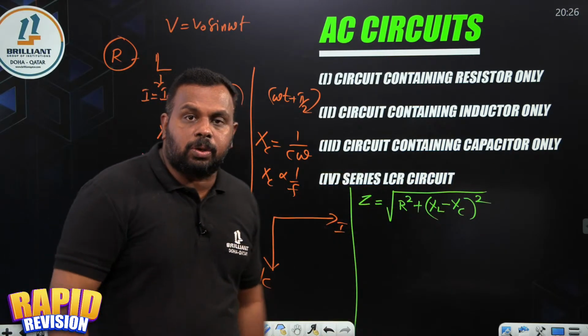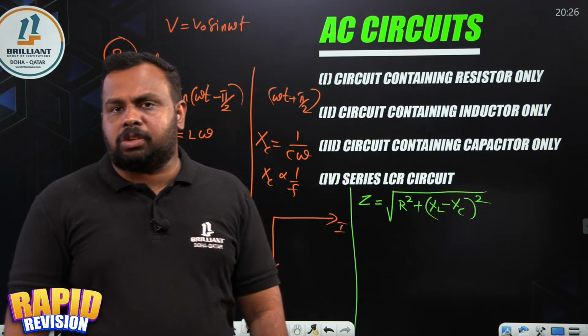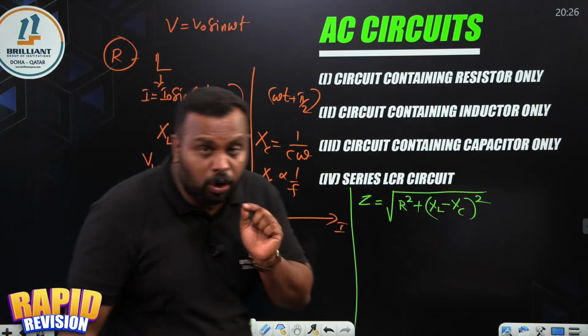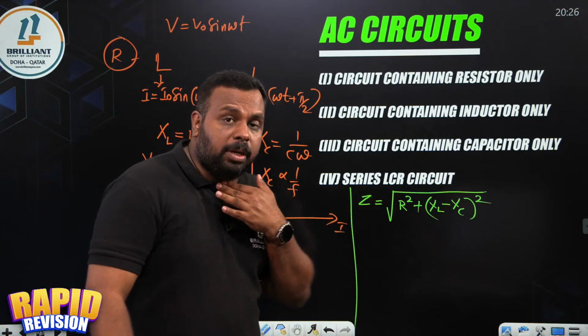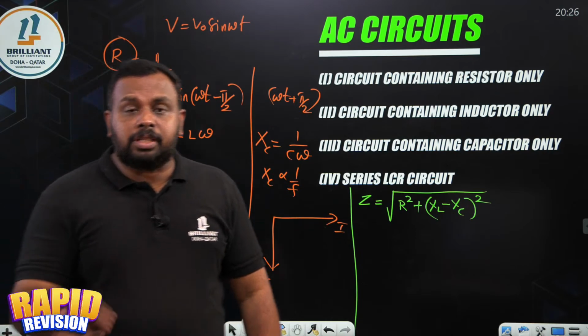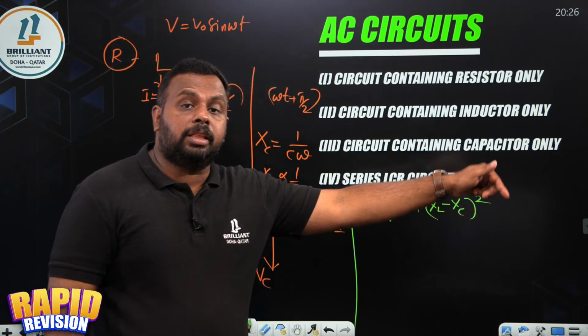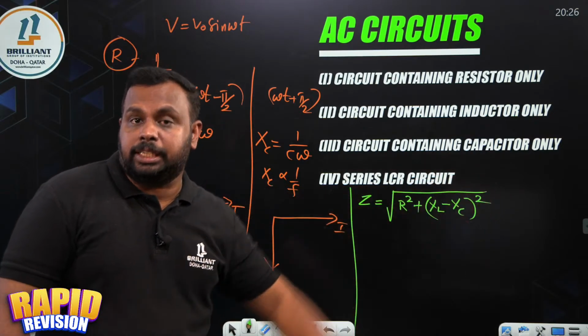So root of R square plus (XL minus XC) the whole square is the formula for what? Impedance of a series LCR circuit. And what you have to note in this formula is that R is always fixed, but XL and XC are variable because they are frequency dependent quantities.